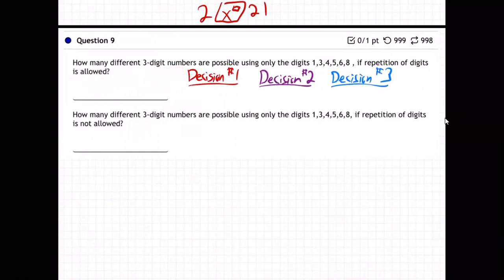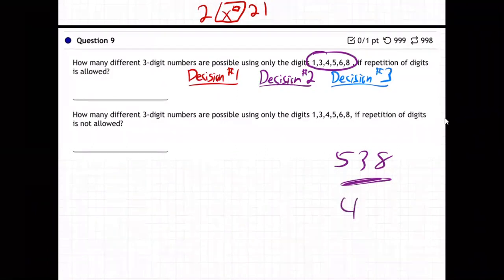If I was to do one at random, that always helps. Using these digits, I'm going to go 538. I just made a three-digit number using those digits. I'm going to do another one: 484. Remember, repetition on this part anyway is allowed. So 484 is a three-digit number using those digits.